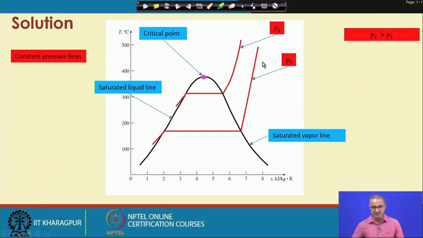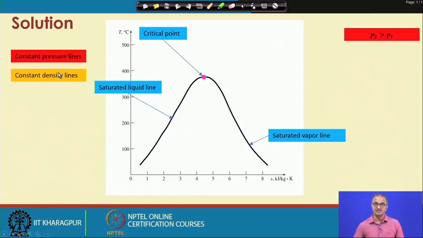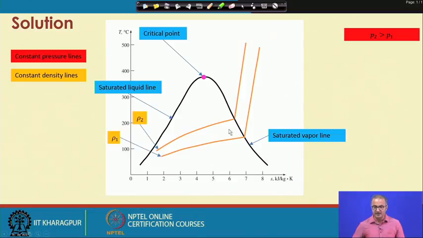That means, if we go from right to left, we shall be going to a region of higher and higher pressure. Then we shall have constant density lines. How do they look? They look similar to the constant pressure lines, only there are some deflections in them. There will be several of these constant density lines with different densities, and as we move from right to left, the density will be increasing.